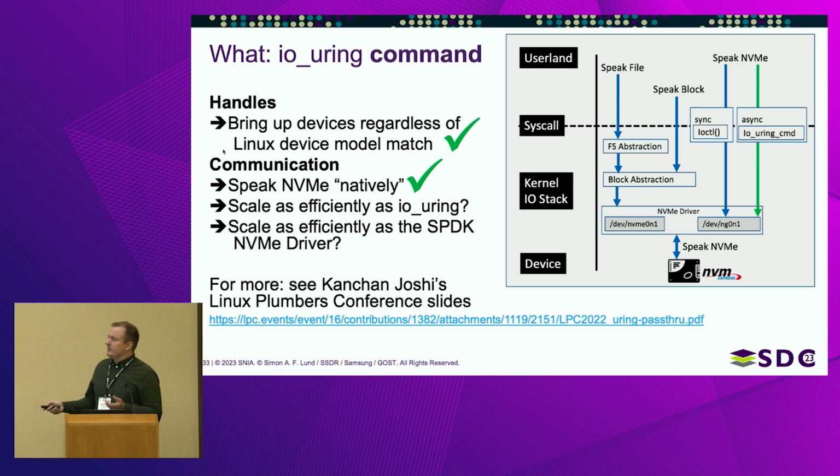We can bring up the devices with the handles. We can speak NVMe natively, either through the ioctl or through the IOU ring command infrastructure. And the question is then, does this scale as efficiently as IOU ring? When we're embedding these NVMe commands, does that work as well as just doing regular IOU ring? For more details on this, I would invite you to look at my colleague Kanchan's work. He presented some of this at the Linux Plumbers Conference last year. So for some of those details, please have a look at that.